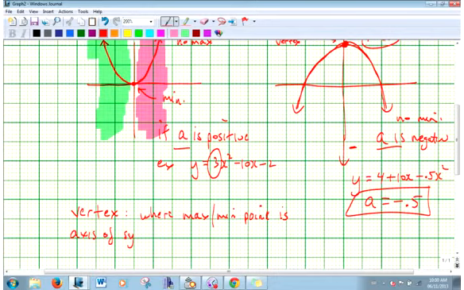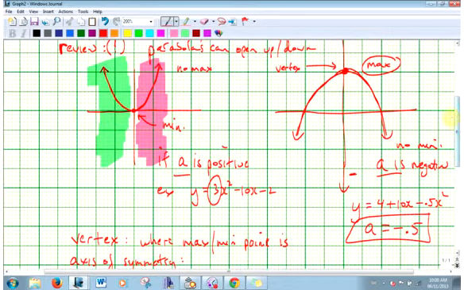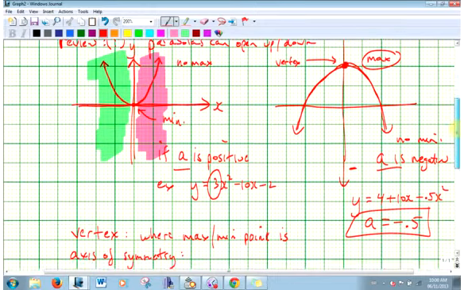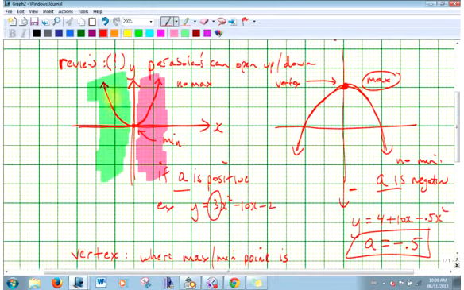Axis of symmetry. You guys know what an axis is. This is the x-axis. This is the y-axis. Guess where my axis of symmetry here is? Where is this mirror where the green side looks like the fuchsia side? It's the y-axis, isn't it? That's the axis of symmetry.